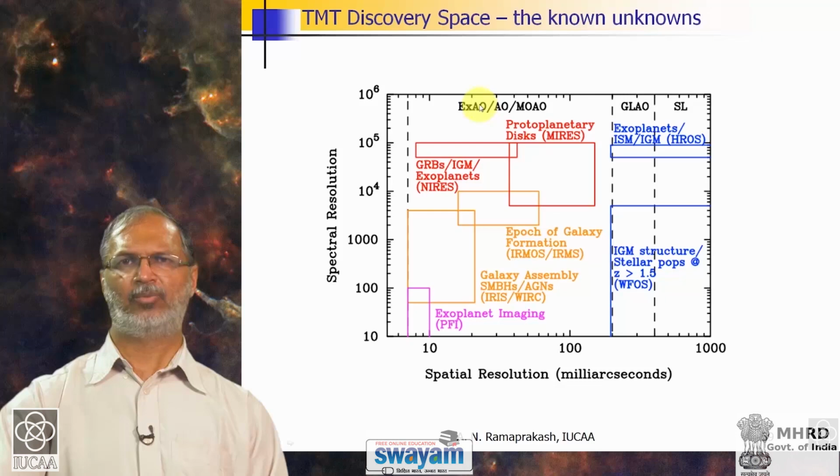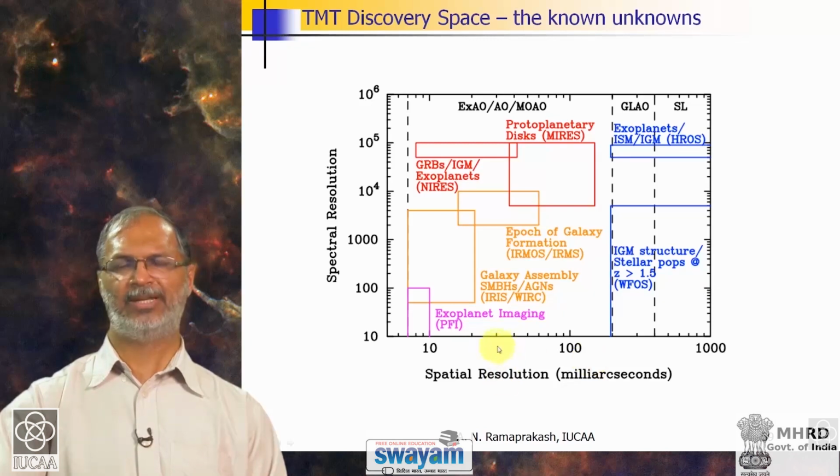So, what we are trying to do here is to understand what is the discovery space in astronomy. One way of understanding it is to see, with a suite of instruments and a telescope like this, what kind of angular resolution you can get, what kind of wavelength resolution you can obtain, and whether they are enough to study all classes of objects in the sky.